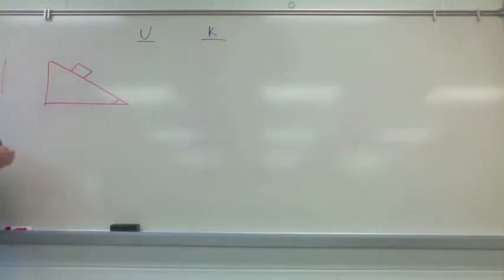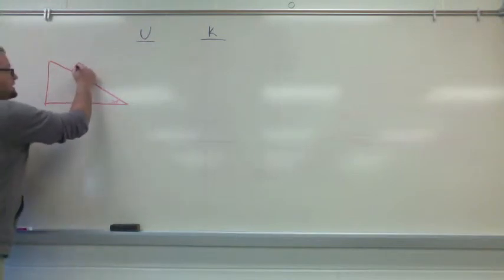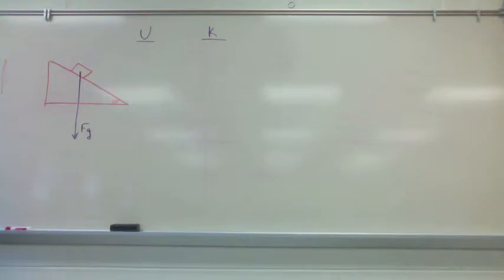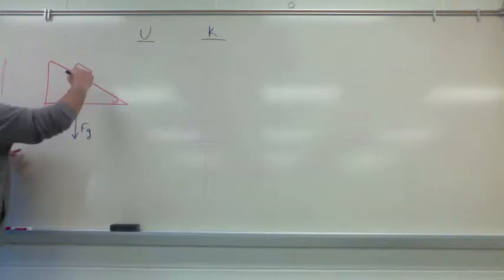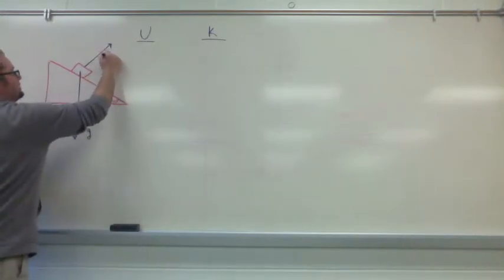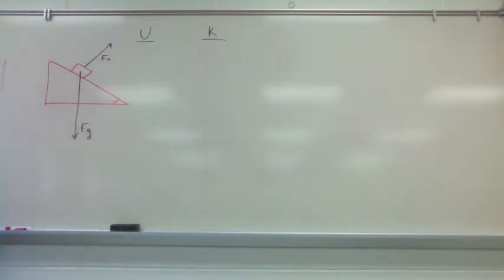Gravity. Gravity is the first one. Force of gravity points straight downwards. FG. Force of gravity points straight downwards, just as it always does. What's another force that we have? The normal force. The normal force is directed perpendicular away from the surface. It's not always opposite of gravity. All of our experiences up to this point, it has been, but it's not always opposite of gravity.